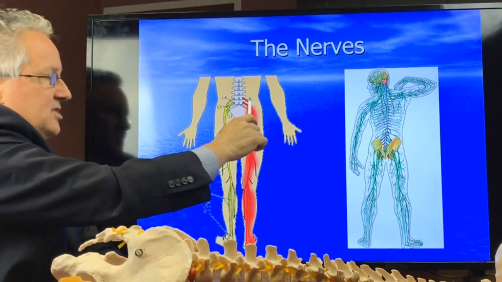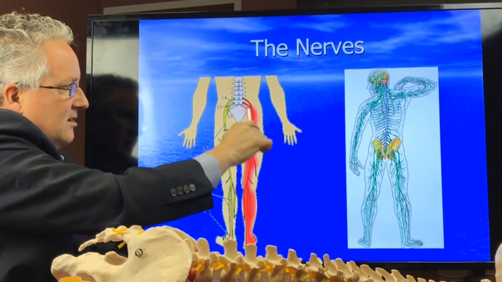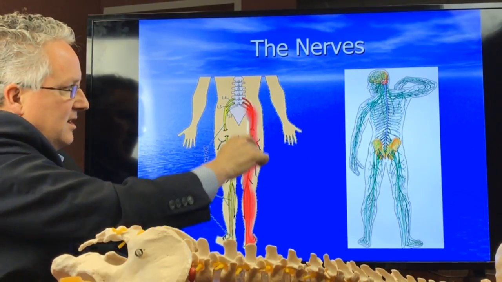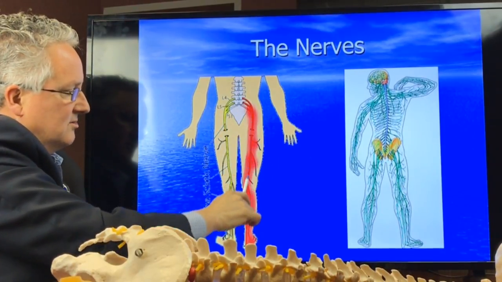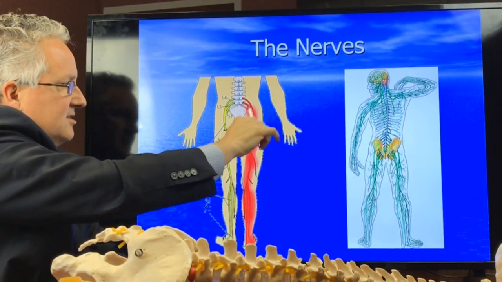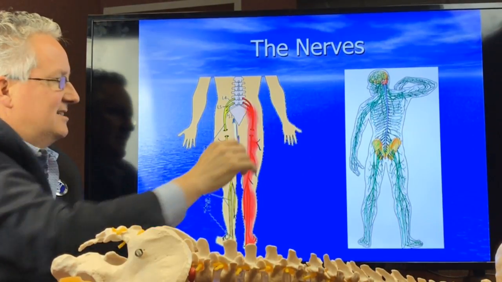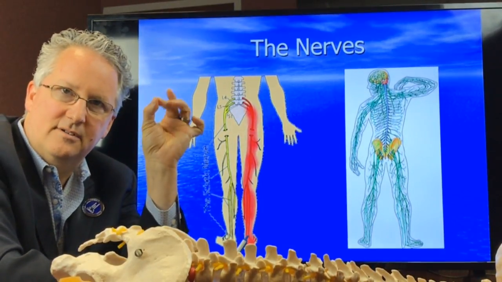Sometimes it'll start just in the area where it's pinched. You'll feel a little pain in the back. Sometimes pain that goes into the hip. Sometimes pain that goes down the leg. Sometimes pain that goes all the way down the leg. This is the sciatic nerve. It's the largest nerve on your body. But it's the herniated disc that pinches that nerve.